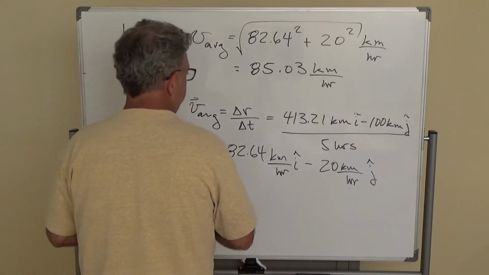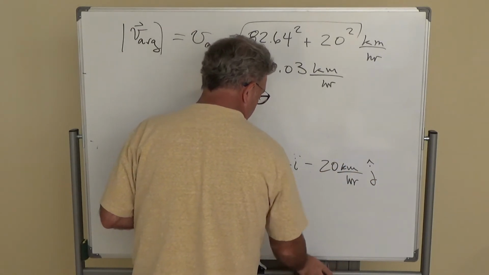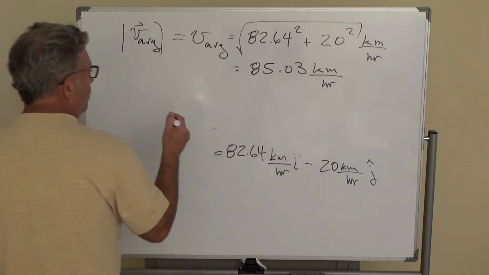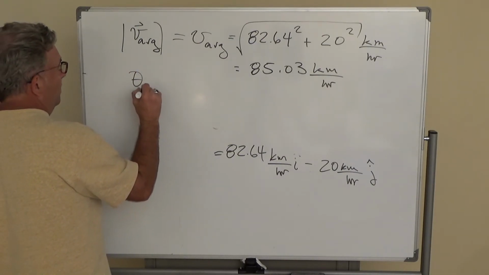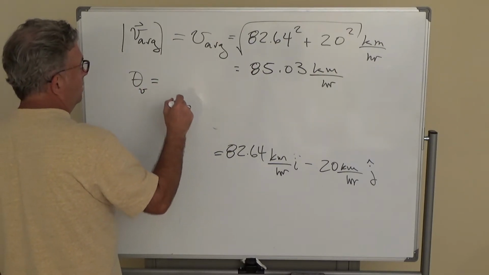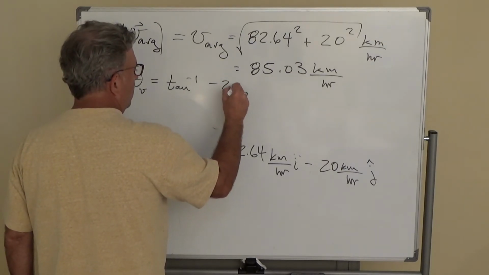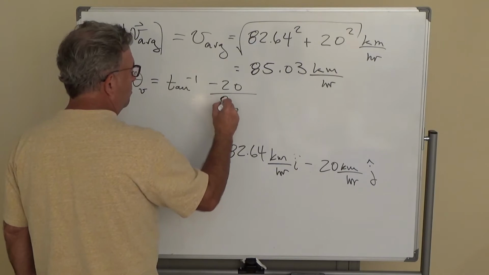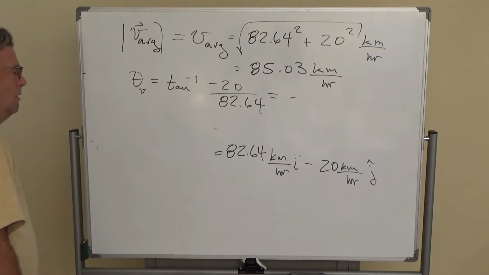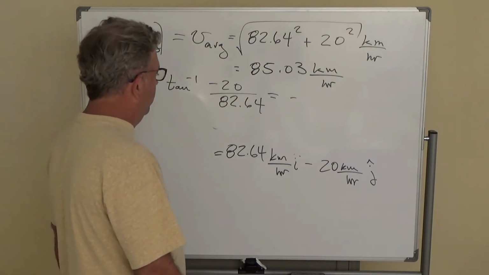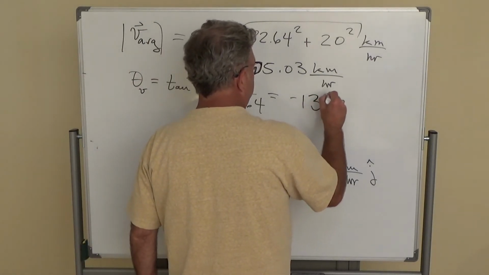What's the direction? Well, this one's not difficult. You know you're in the fourth quadrant, so you're good. So I want theta V, I'll call it. This is equal to the inverse tangent of negative 20 divided by 82.64. I don't know what that is, about negative 12 degrees? Yeah, negative 13. Negative 13 degrees. Okay.